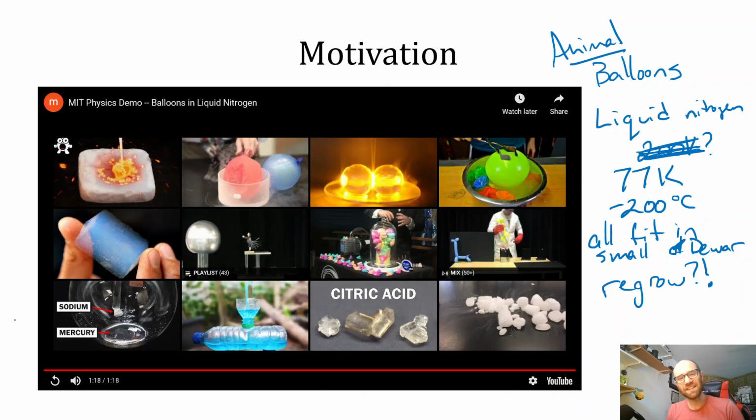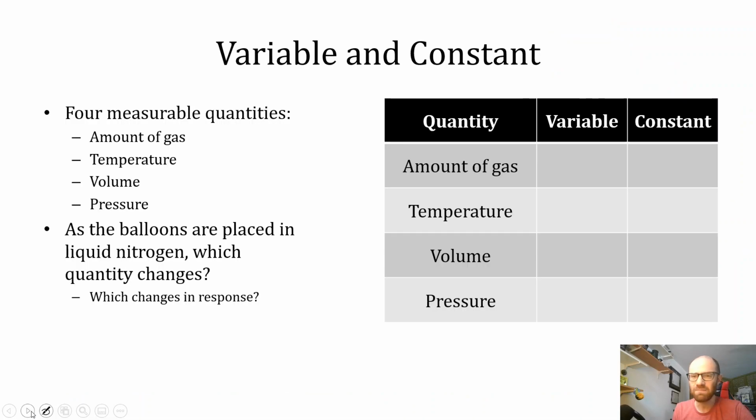I just had to go back and look. Liquid nitrogen boils at 77 Kelvin at room pressure, so I thought that was worth writing down. Negative 200 Celsius. I got those flipped. So yeah, same as before.